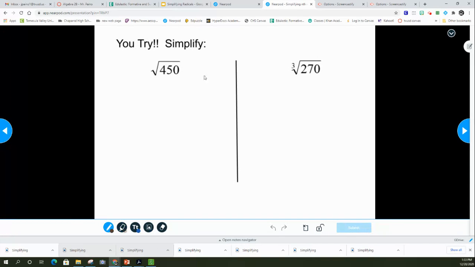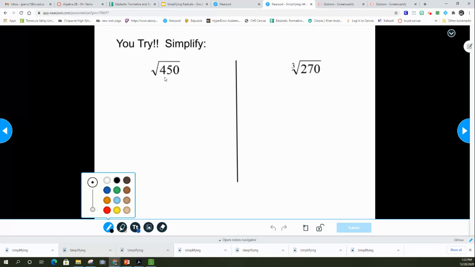Okay, more you try, so go ahead and pause it and you try these as well. All right, so 450. Okay, so maybe I don't know the perfect square that goes into that one. That's kind of a big one, right? Maybe you do know that 225 is the perfect square that goes into that. But let's say we didn't.